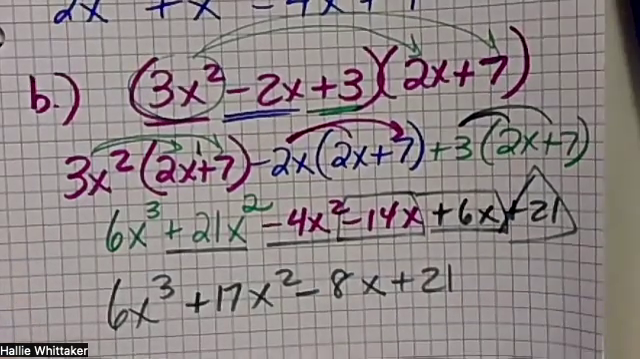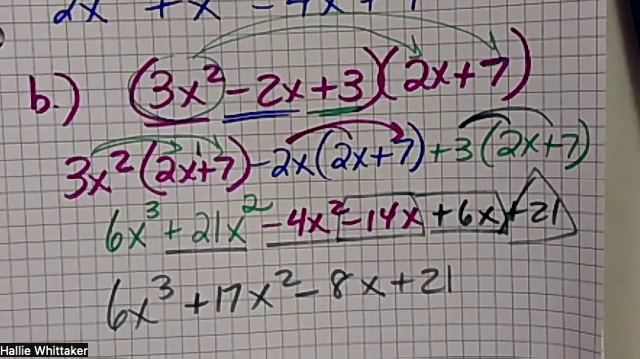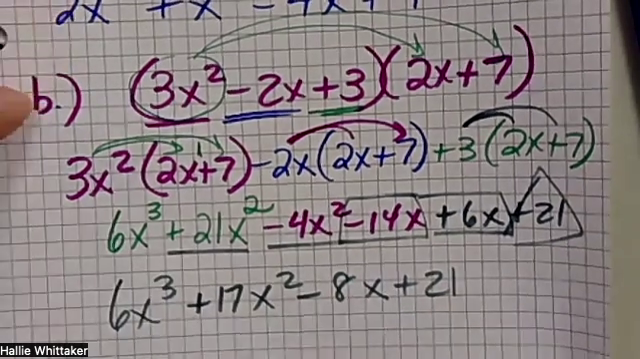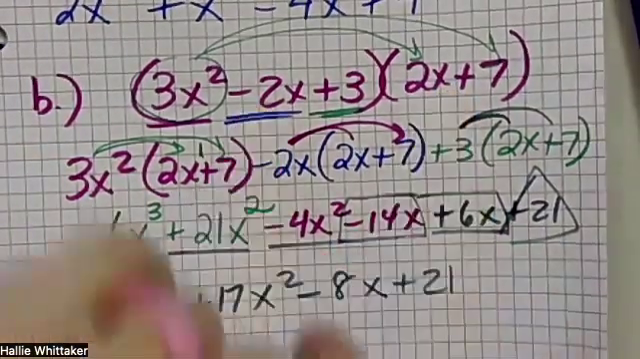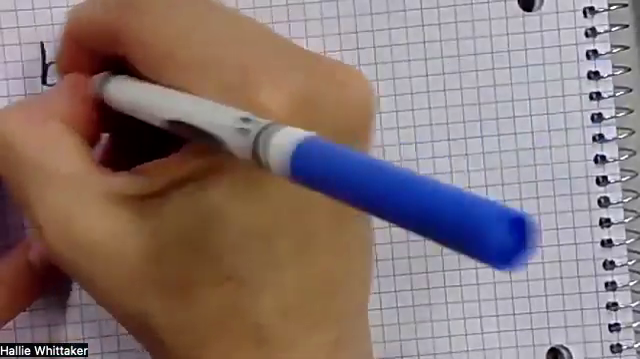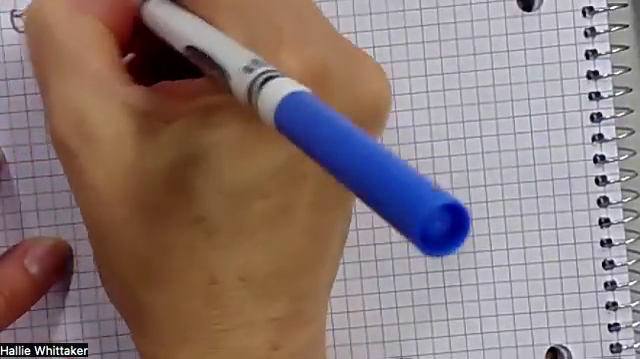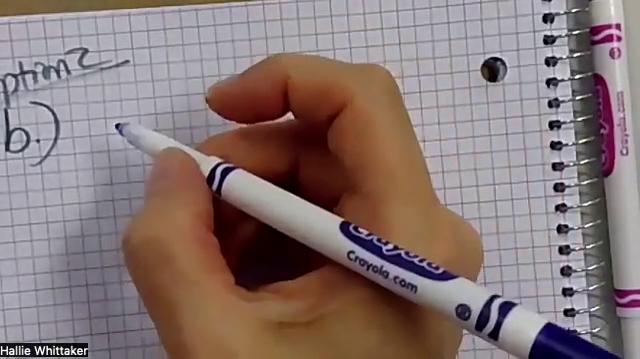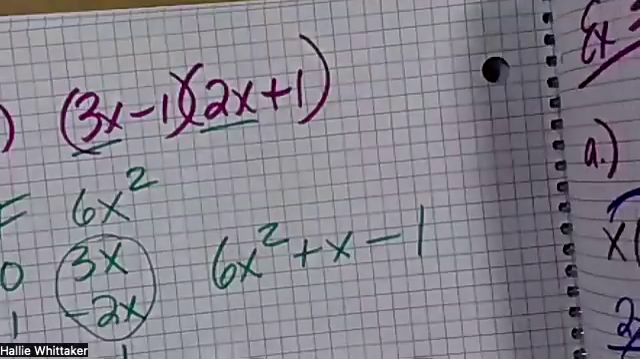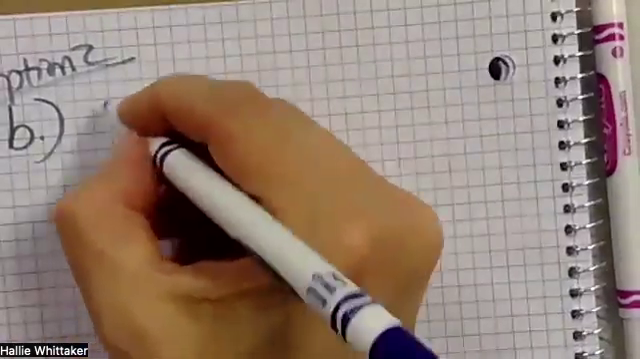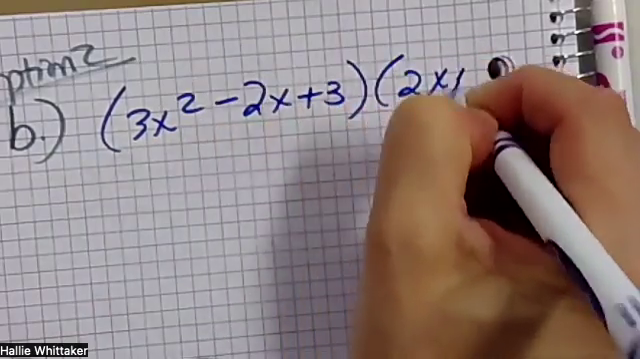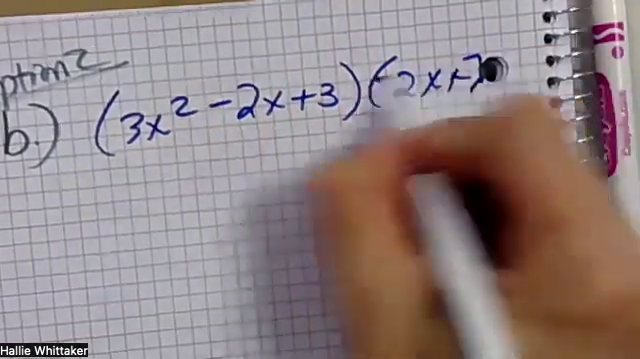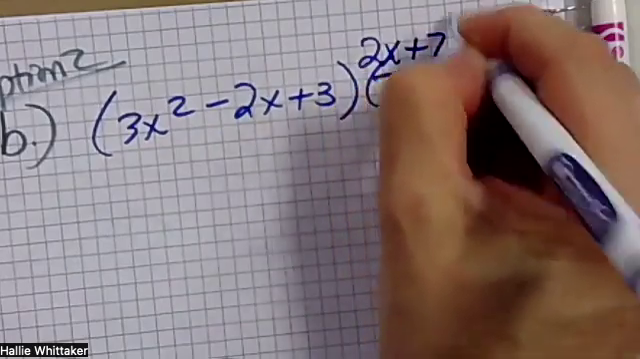Okay, let me show you another way that I would probably do B. If I saw it like this, I'll do B option 2. And again, this is just my way. You may not like it, but it's simple. So say we've got the 3x squared minus 2x plus 3 and the 2x plus 7. Yeah, sorry, 2x plus 7. I'm getting sloppy.